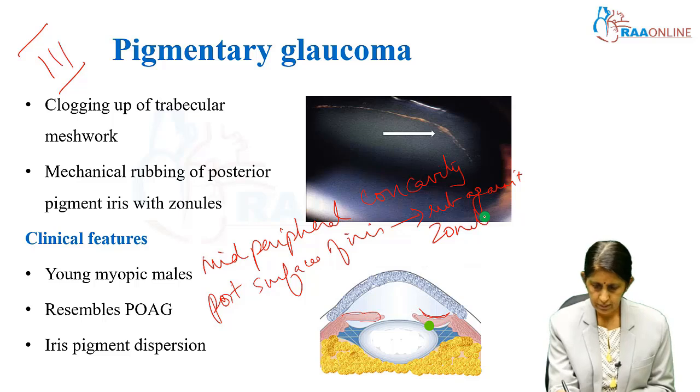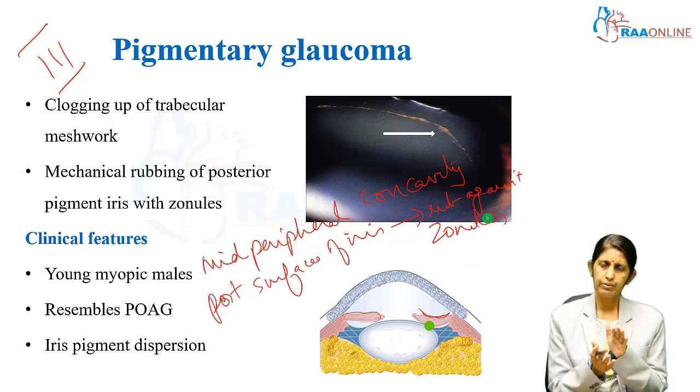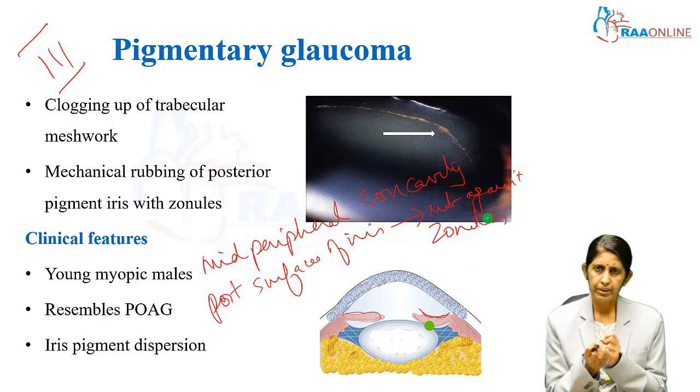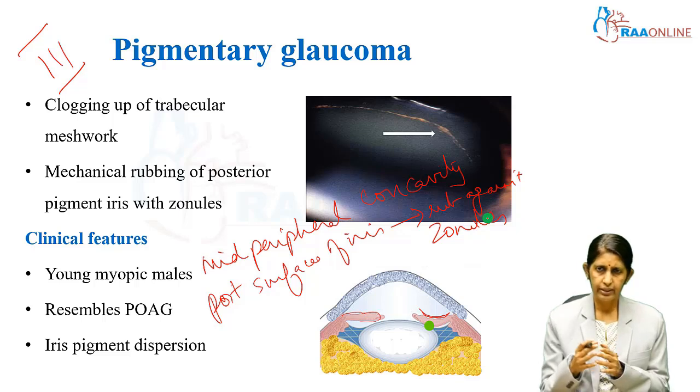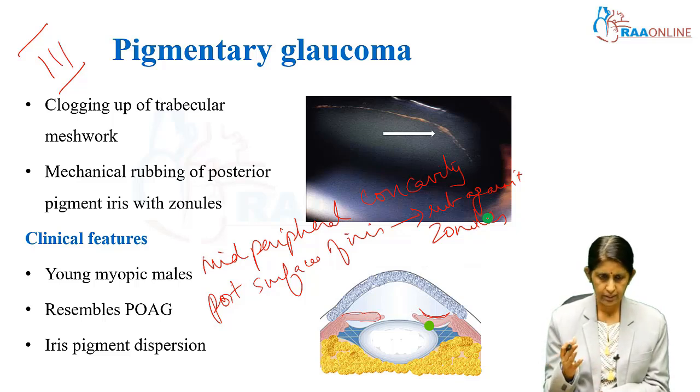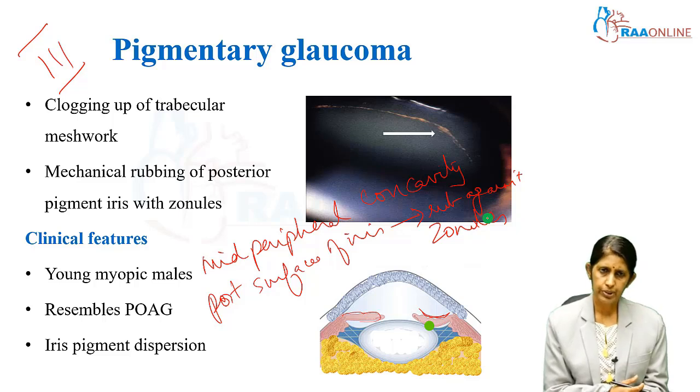So, what happens when there is constant rubbing of the posterior surface of the iris against the zonules? Pigments are going to be constantly released. When these pigments are constantly released, they can get deposited in the angle and cause a clogging of the trabecular meshwork. This is very characteristically seen in young myopic males, and it resembles primary open angle glaucoma. There is a lot of fluctuation in the intraocular pressure.